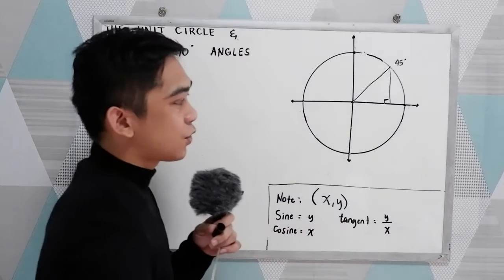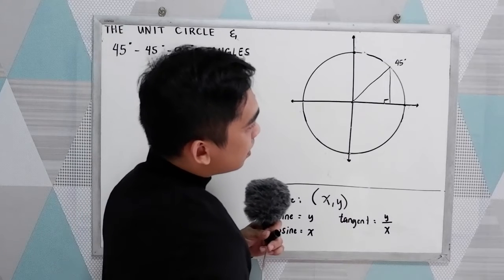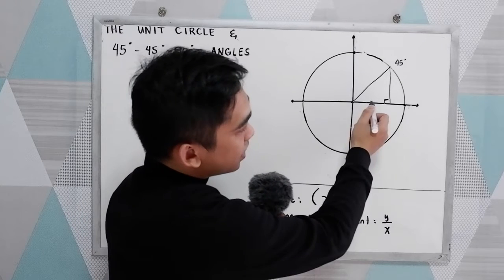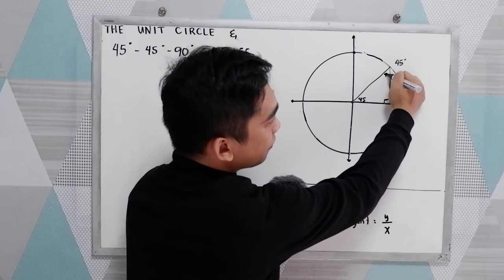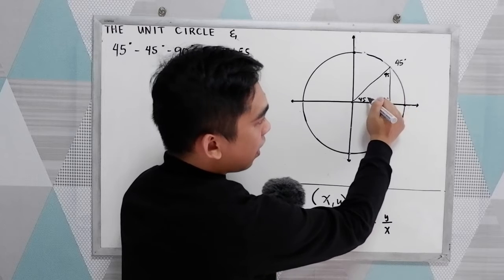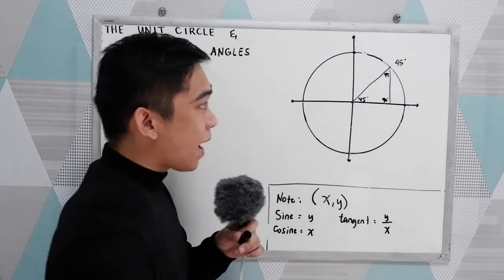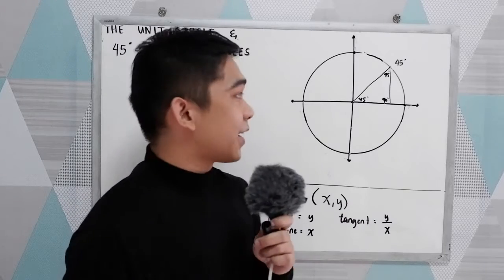Okay, that triangle. Notice that it will form 45, 45, 90. This is 90. That will form an isosceles right triangle.